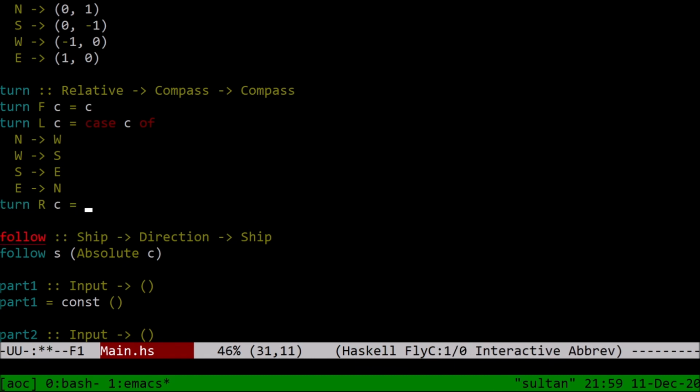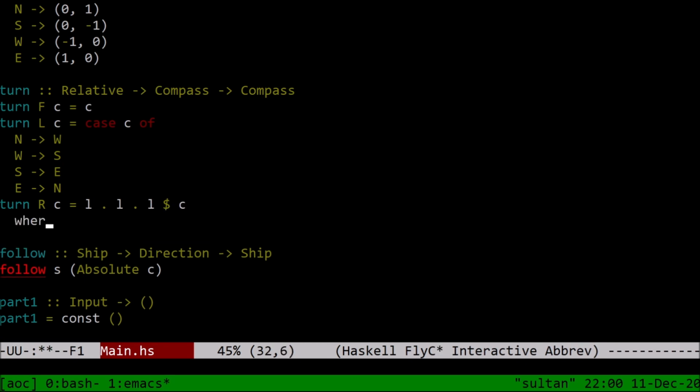equals, now we could just write out another case, but I don't want to do that. It's kind of lame, and I could type something wrong, right? What I should instead do is turn L, well, let's just say L L L C, where L equals turn L. There you go.